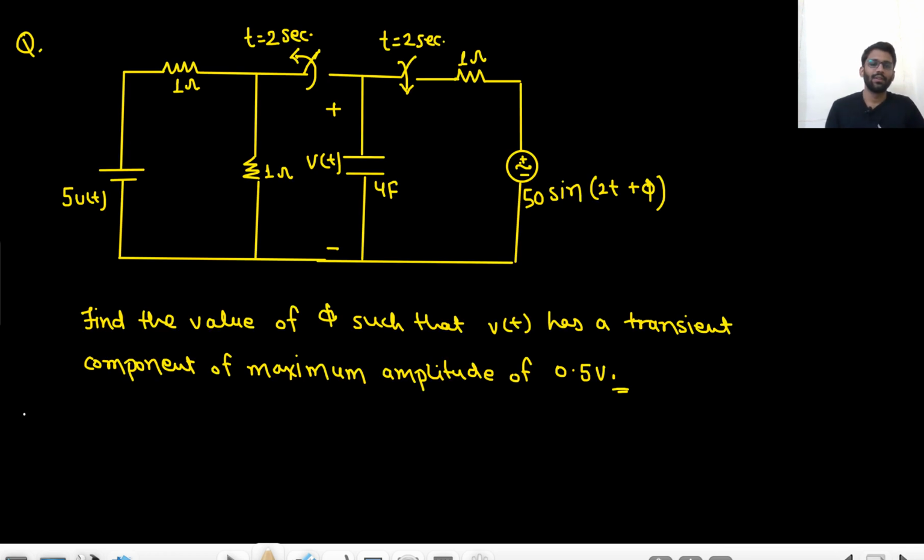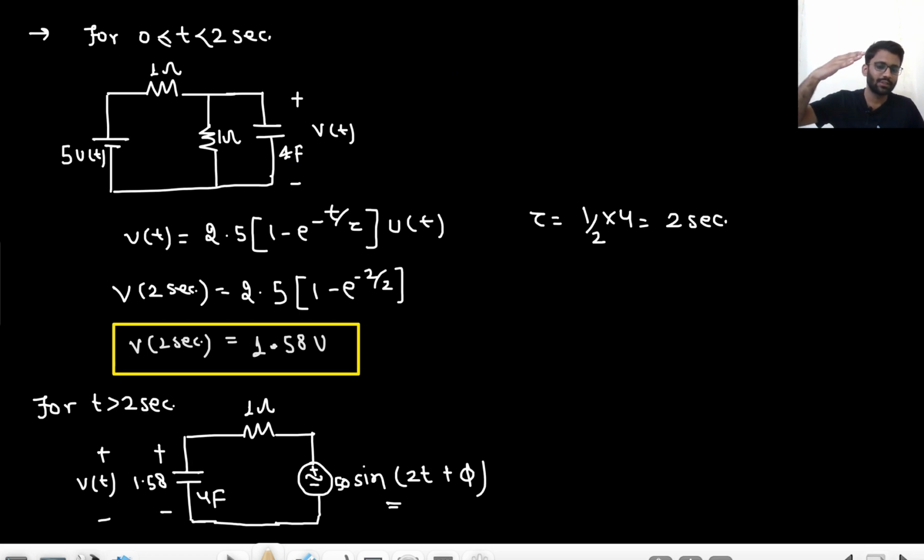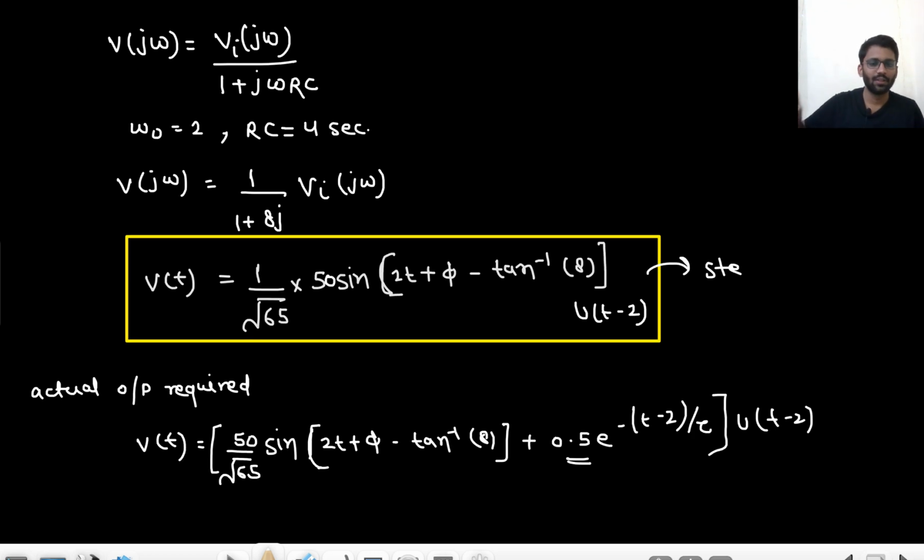50 sine 2t plus 5. So what this question was saying, initially the capacitor was on for 2 seconds, so the capacitor was charged to 1.58 volt. Now it is seeing this voltage 50 sine 2t plus 5. So based on this voltage, it will give a steady state response, and this is what it gets. Okay, but what was the actual output required? It is saying that I should have a transient component. Now my transient component is not 0. If my transient component was 0, I should have put this value to 0.